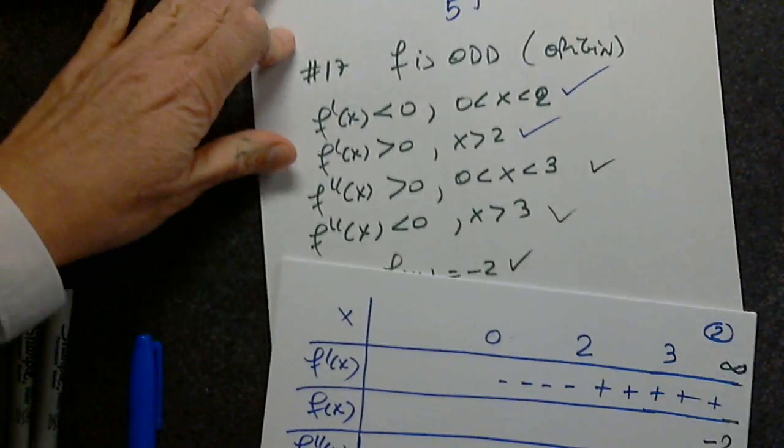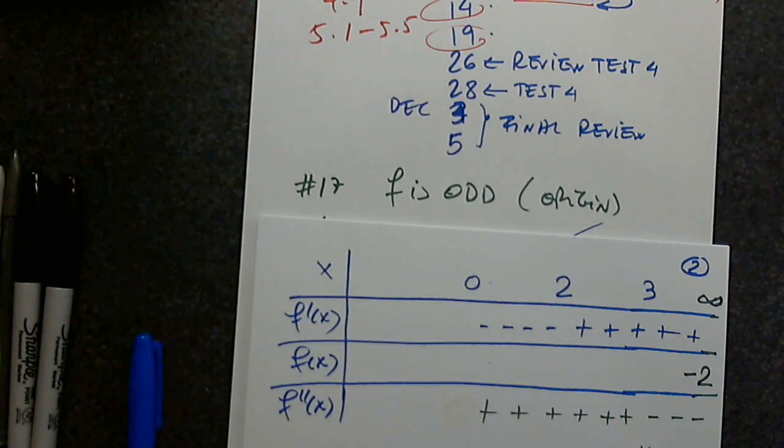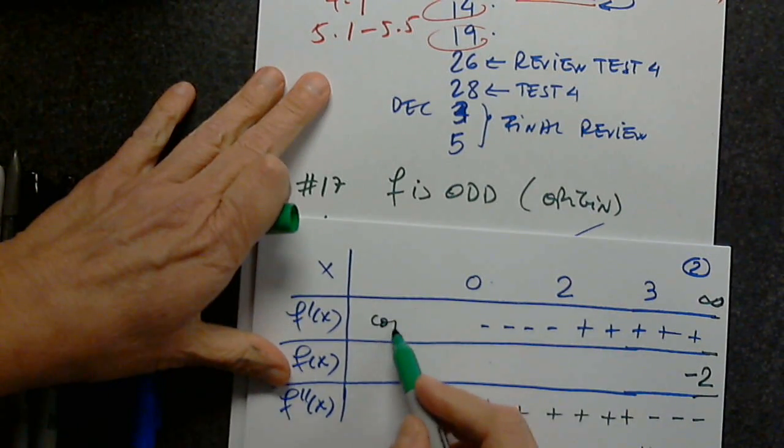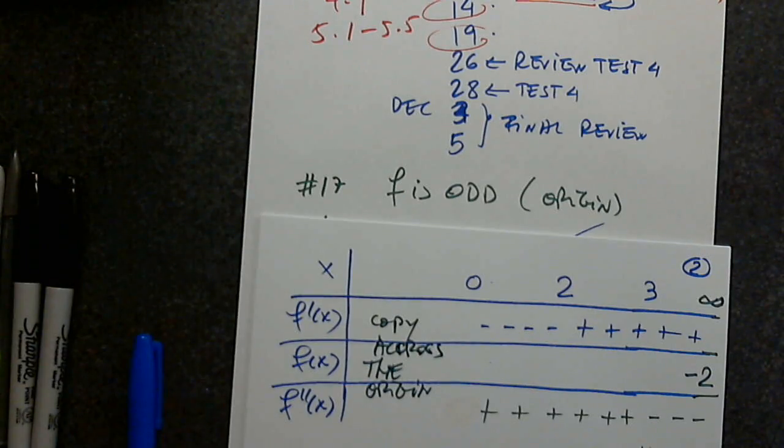Okay, and now, whatever I graph in the first quadrant, I have to have a copy in which quadrant? 3. Very good. Across the origin. So I'm going to say copy across the origin. Whatever I come up with, I have to copy it across the origin.